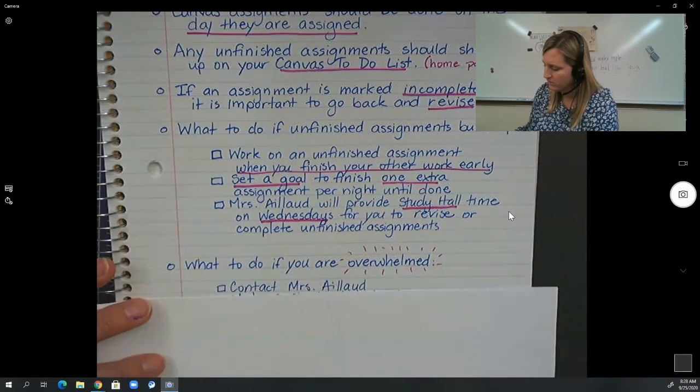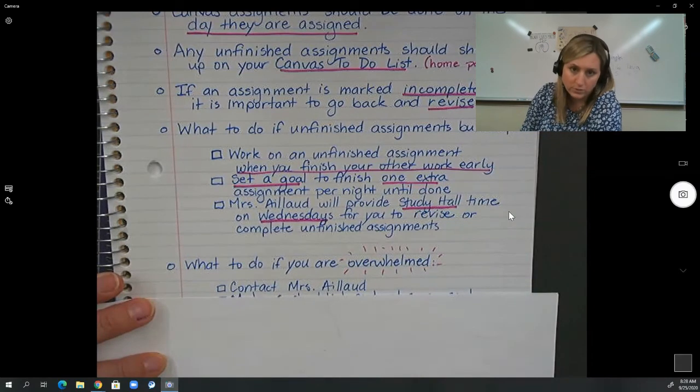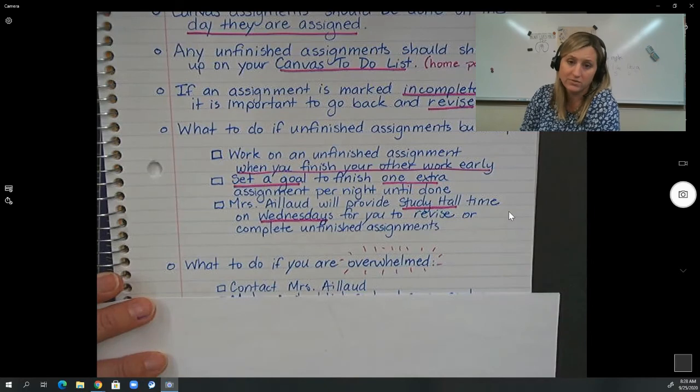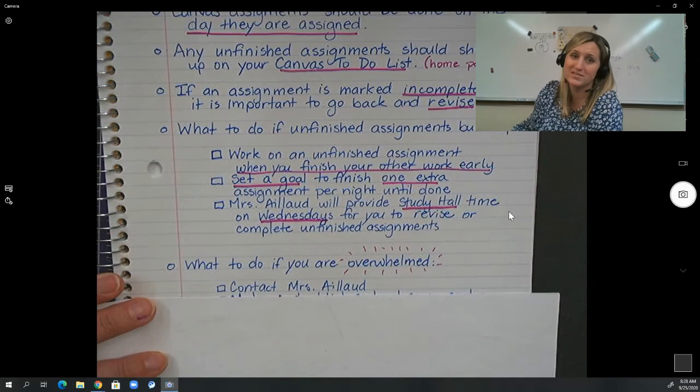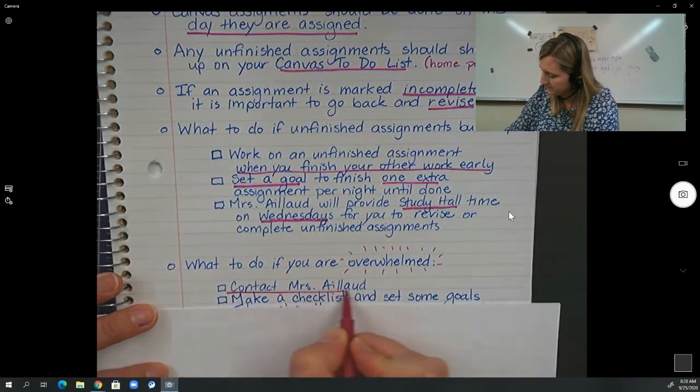And so if you're feeling overwhelmed, the first thing that you can do is contact me. Okay? I want to work through it with you. I want to problem solve with you. You are not going to be in trouble when you contact me about feeling overwhelmed. I get it. This is a crazy new time. You're learning lots of new ways to be independent, and it can be overwhelming. So contact me. I've already worked with a couple of students, and everybody's been feeling better about things. Okay? I'm going to just underline that.